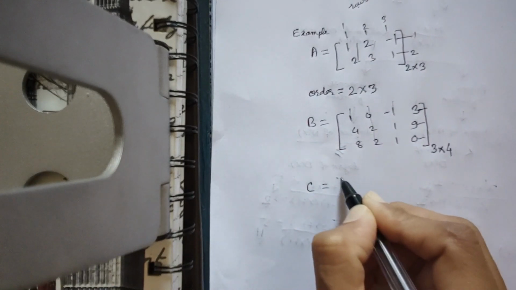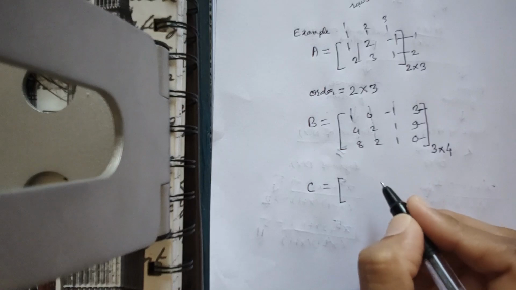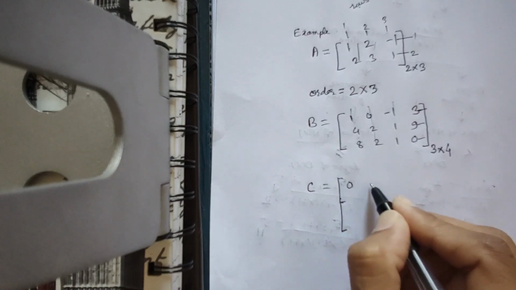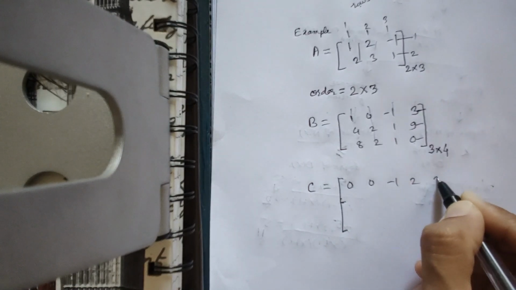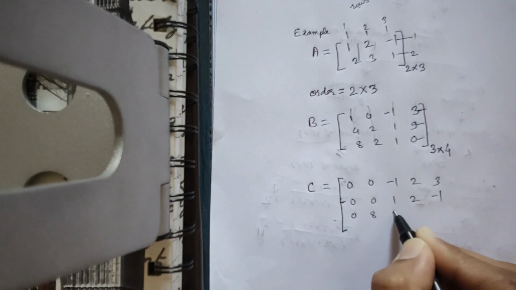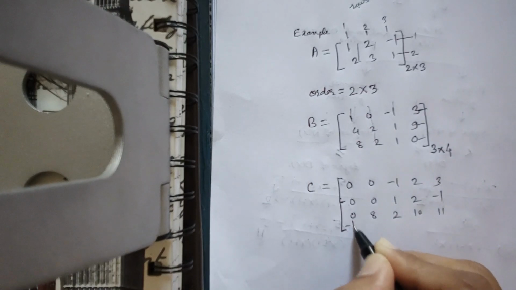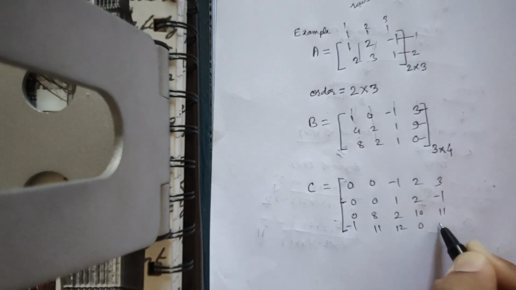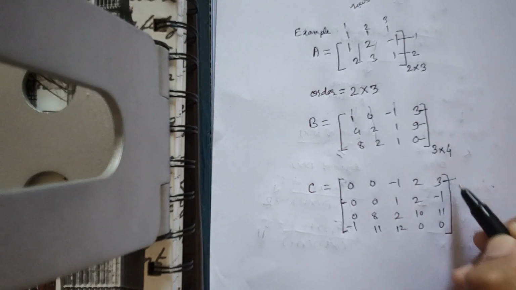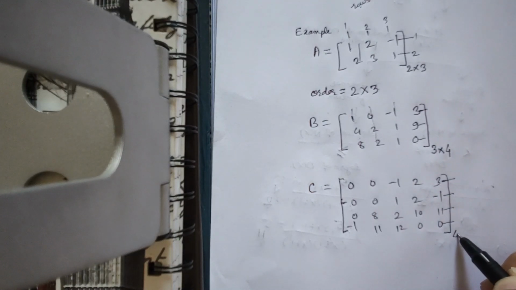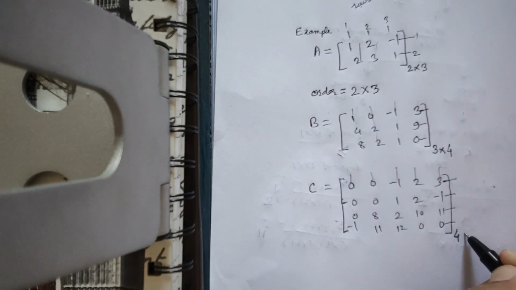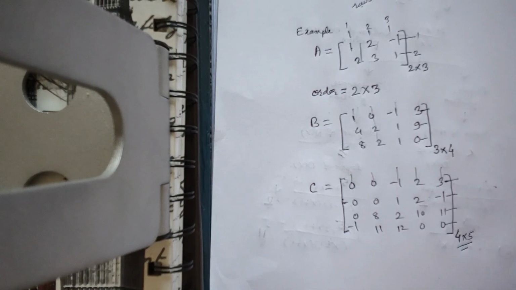Suppose I have another matrix C. Now just count the number of rows first. 1, 2, 3, 4. So 4. Number of columns? 1, 2, 3, 4, 5. So 4 by 5 will be the order of the matrix.